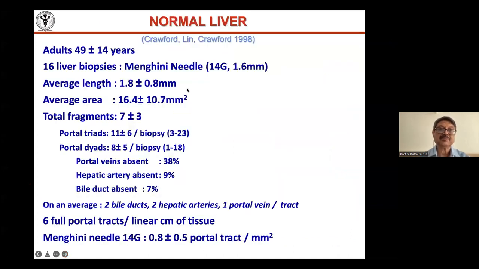They are large. Now, in a portal tract, because of the sectioning, you can see all the three structures: bile ducts, hepatic artery, and portal vein.